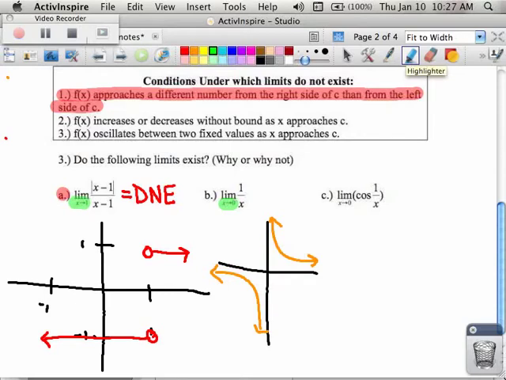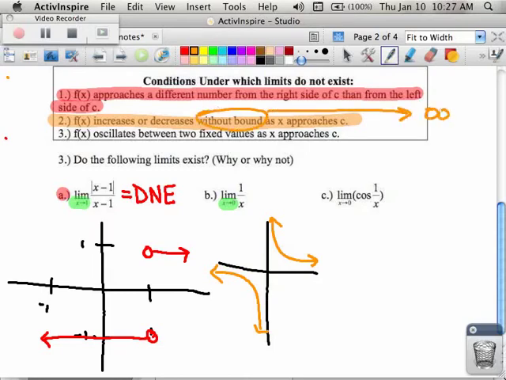Letter B is talking about you increase or decrease without bound. The phrase without bound is talking about going to some kind of infinity. Plus or minus, doesn't matter. What should I write down as my limit for letter B? Does not exist. DNE. So let's look at the third example.